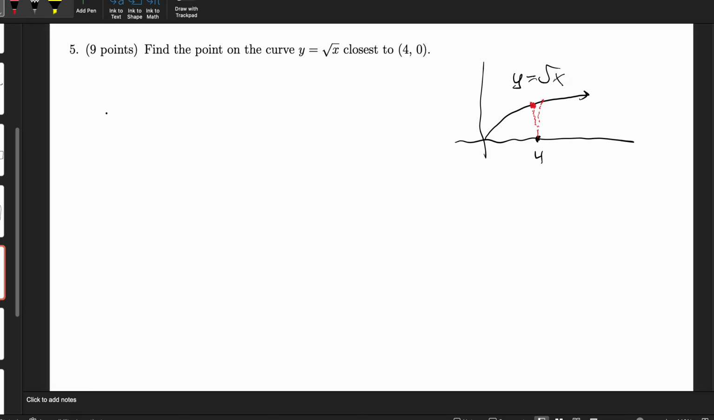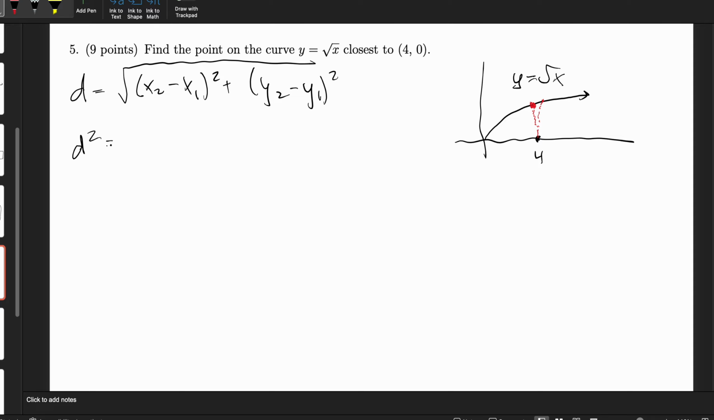So we want to minimize. So remember, there's the distance formula. We went over this in class. The distance formula is the square root of (x2 minus x1) squared plus (y2 minus y1) squared. And instead of minimizing the distance, we're going to minimize the square of the distance. It turns out that that's equivalent. If you minimize the square of the distance, you minimize the distance. Hopefully that's intuitive. Okay, good.